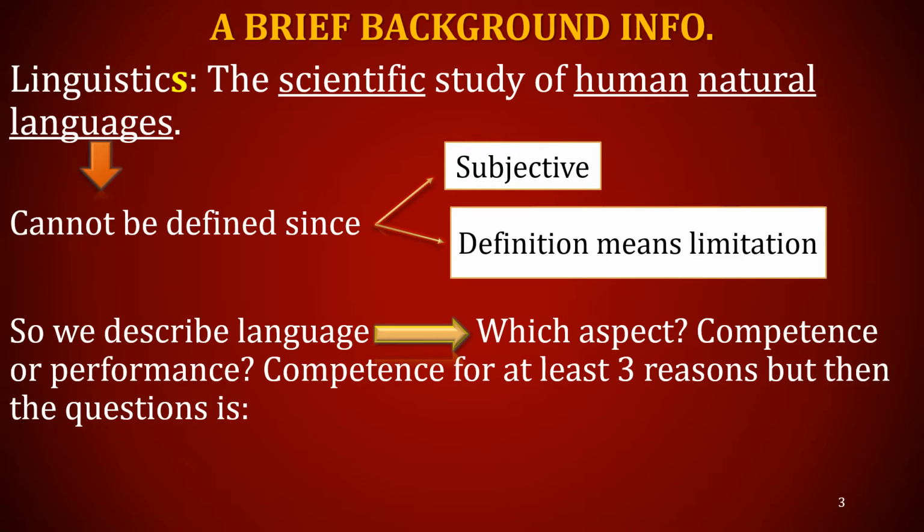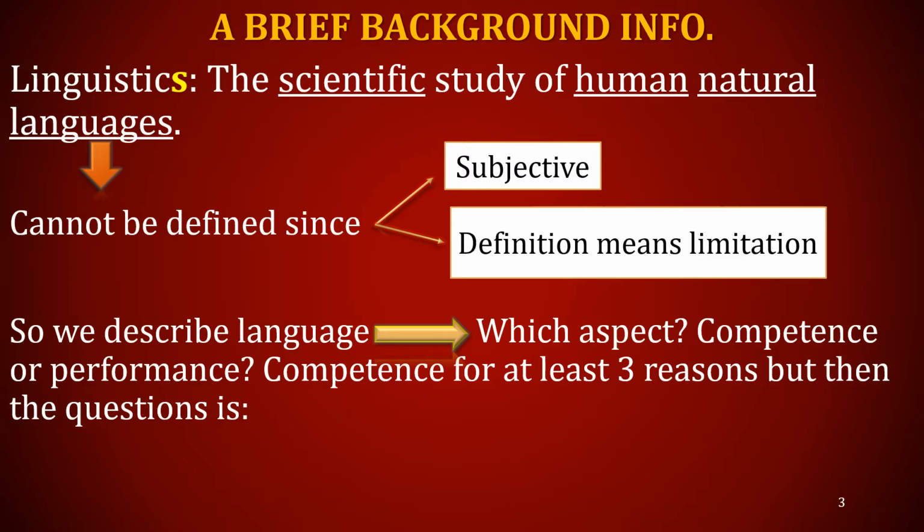The first reason is that competence is the knowledge without which there is no performance. The second reason is that competence is ideal. It seems to be perfect. That is, you cannot find any mistake in competence, while you can find many mistakes in performance.